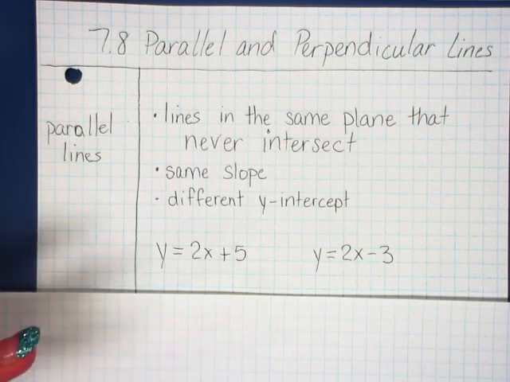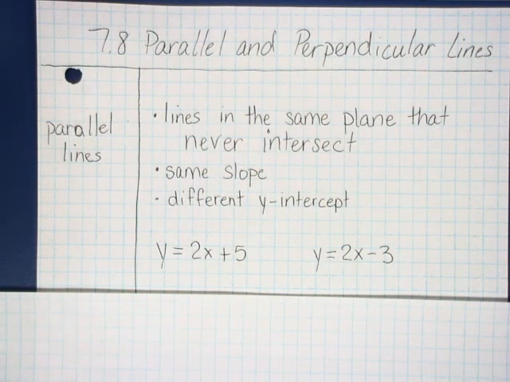All right, so the lesson is 7.8, parallel and perpendicular lines. So when we're looking here at the parallel lines, they are lines in the same plane that never intersect. They also have the same slope, but they always have a different y-intercept. If they have the same y-intercept, it's exactly the same equation. It's the exact same line. So they're not parallel, they're the same thing.